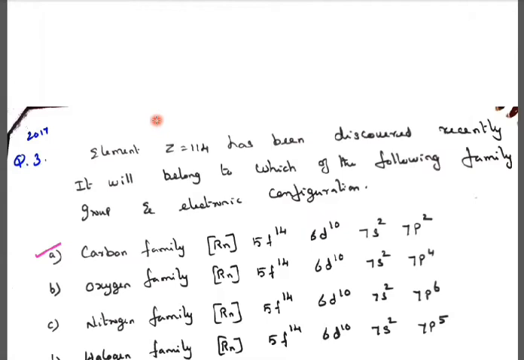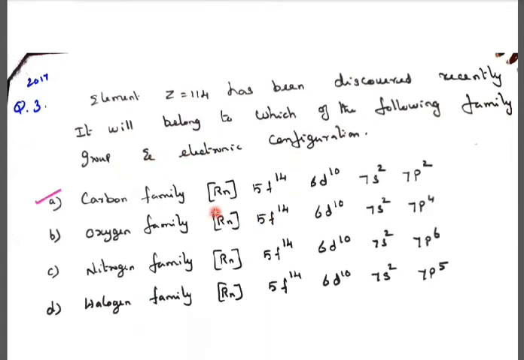So, a 2000 question. It asks: element Z equal to 114, where 114 is the atomic number of a newly discovered element, recently discovered, on June 9th, 2016. It will belong to which of the following family groups and electronic configuration? The options are carbon family, oxygen family, nitrogen family, and halogen family.